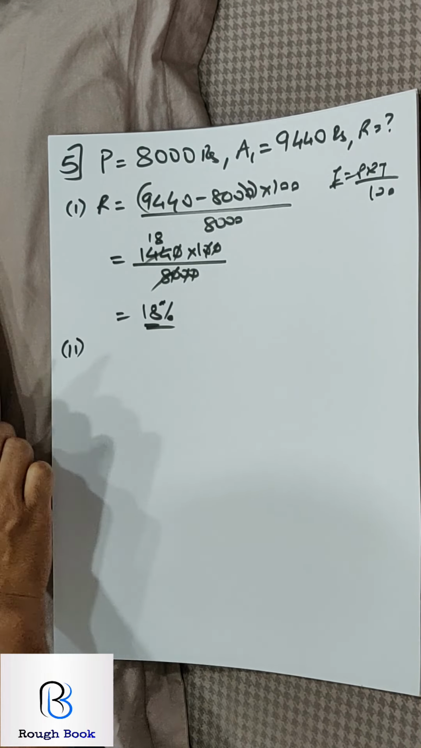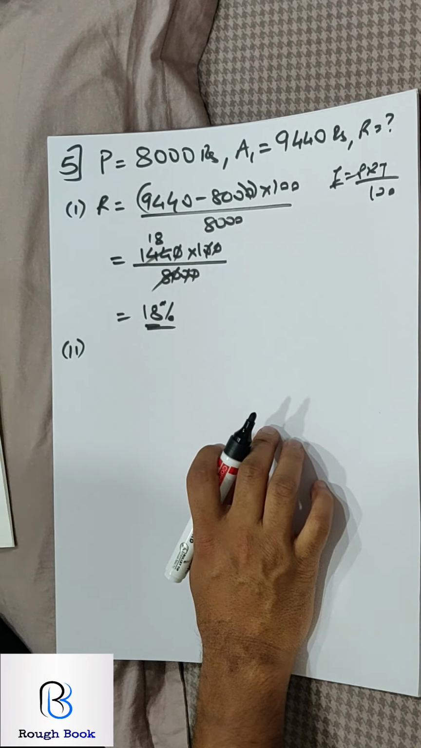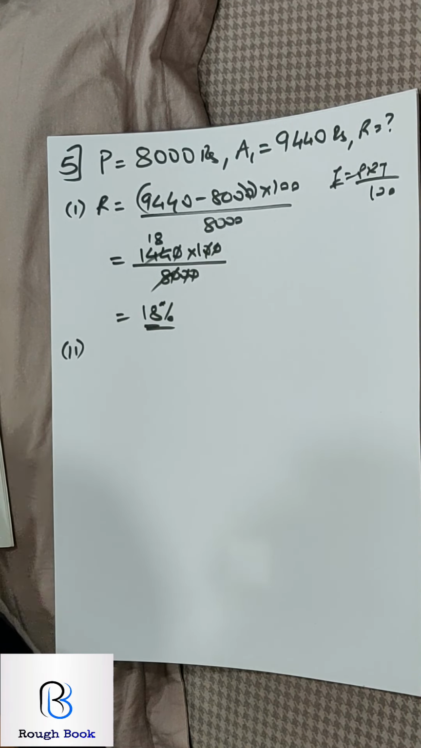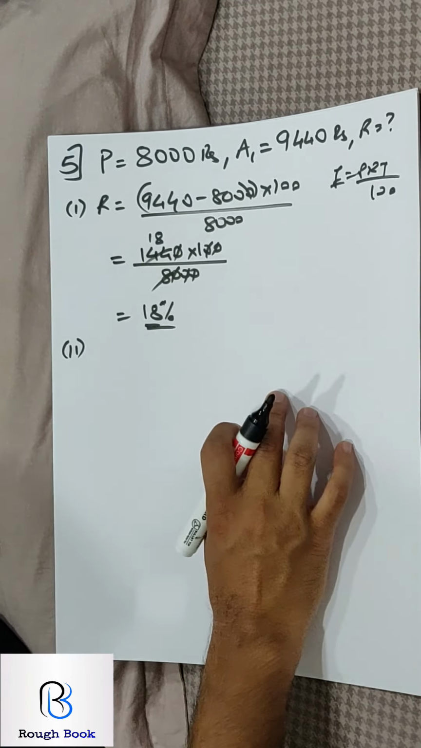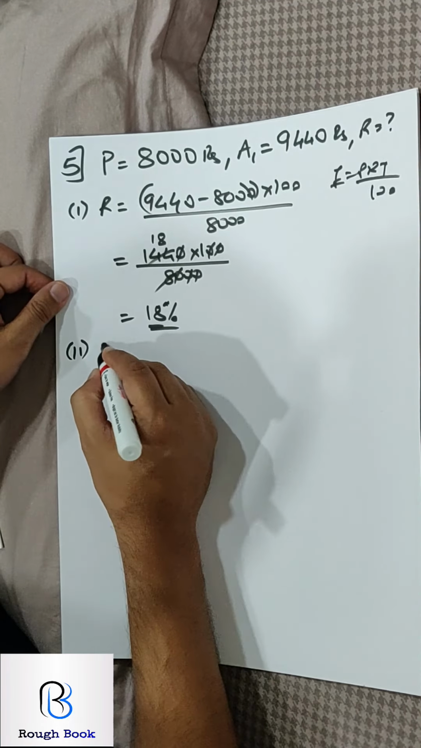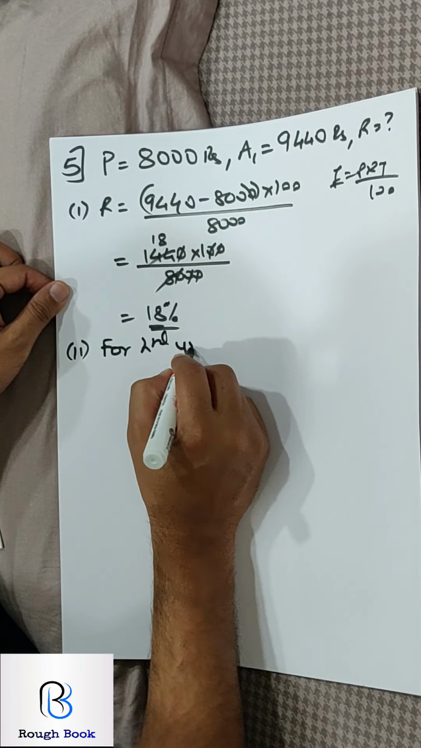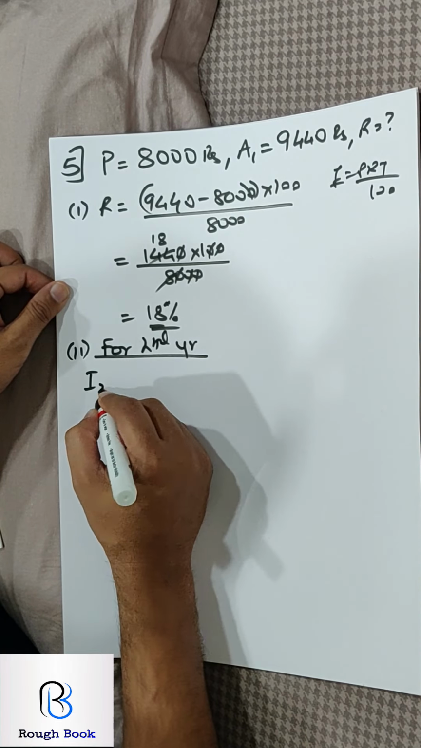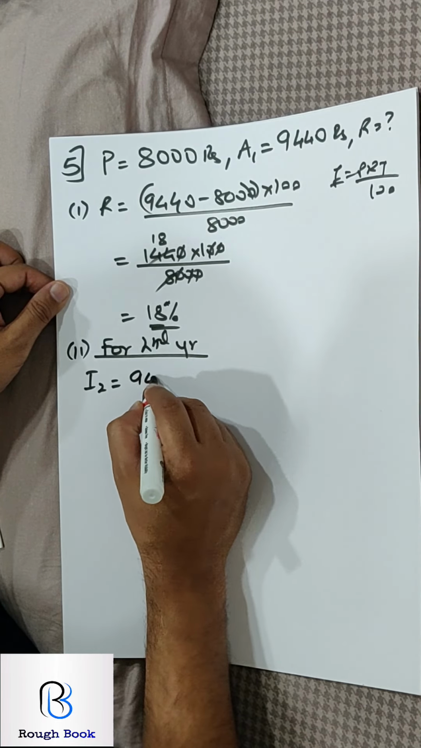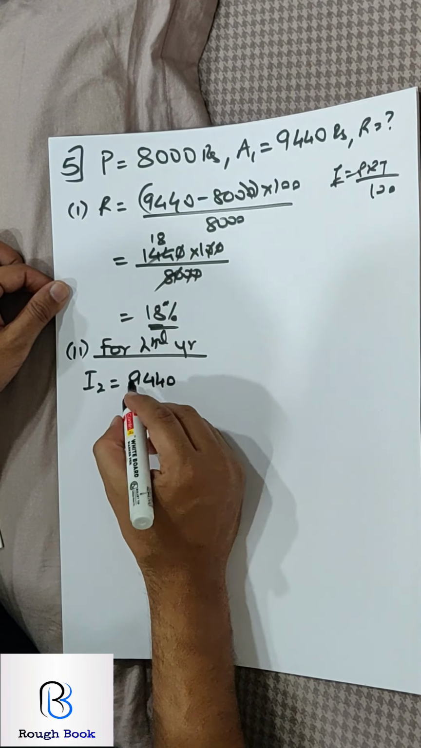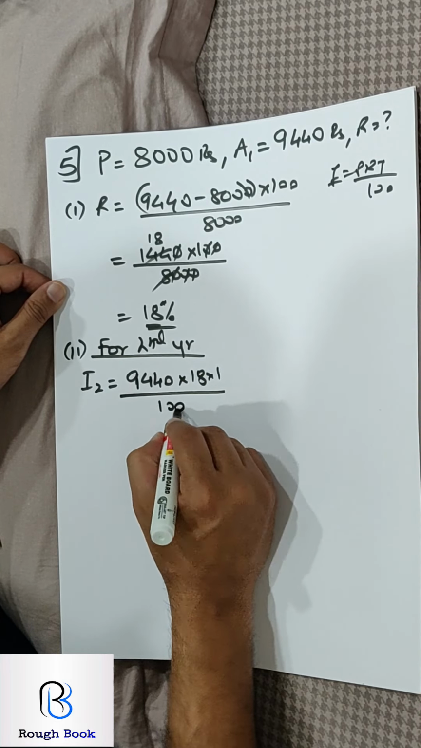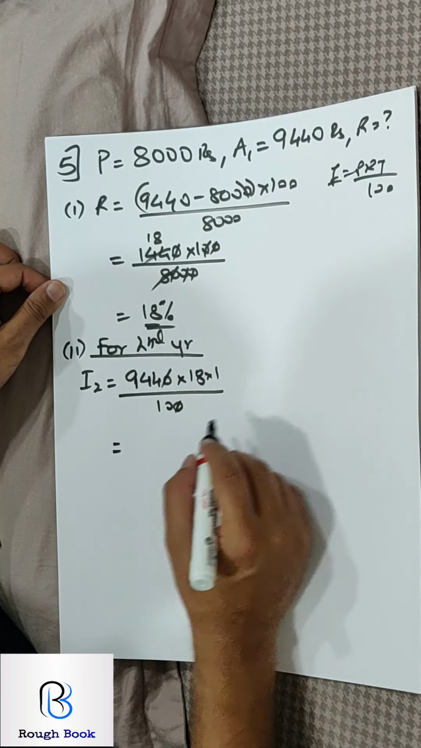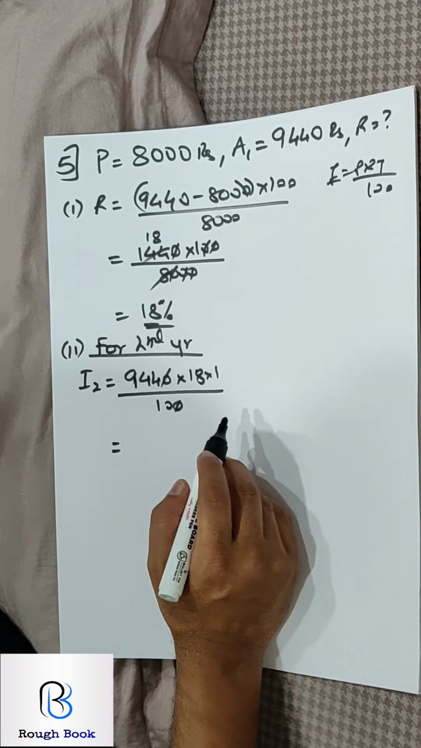Let's go for the second part: the amount at the end of the second year. You have the amount at the end of the first year. Using that you can go ahead and calculate the amount at the end of the second year. Let's see how we are going to do this. For the second year, directly start from here. I2, principal 9440, take this as your principal, which is A1, becomes P2 into rate 18% upon 100, cancels. So 18 into 944 is what we'll have to calculate.